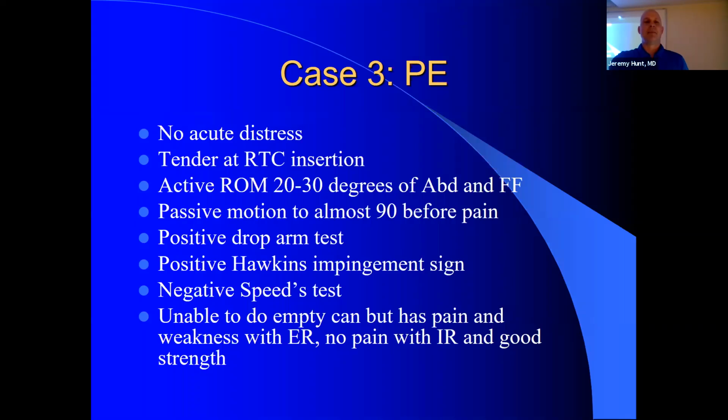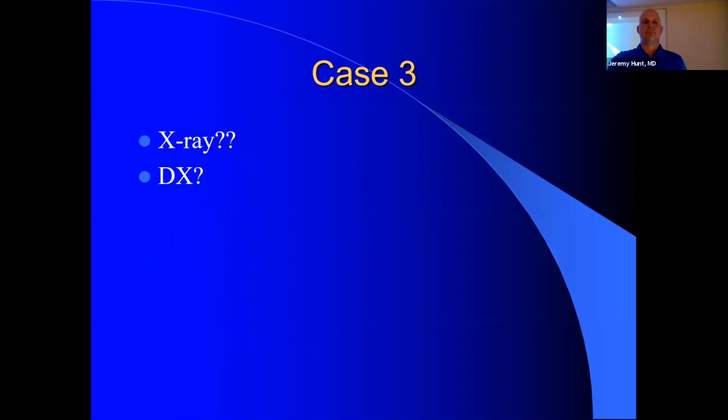Biceps, correct. Unable to do empty can, but has pain and weakness with external rotation, no pain with internal rotation, and seems to have good strength with internal rotation. So what about this middle-aged tennis player? Any X-rays really needed on her? Got a no. Non-committals, mostly no's.